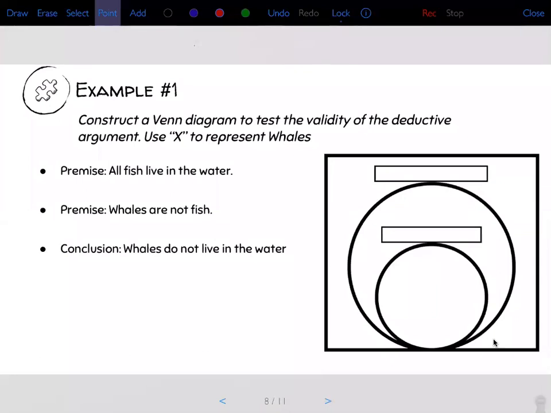This first one says, construct a Venn diagram to test the validity of the deductive argument. We're going to use the letter X to represent whales. First we look at the first premise, which says all fish live in water. Now there are other things that live in water other than fish, but if you're a fish, you live in the water. And so that allows us to label our Venn diagram. If all fish live in water, then my inner set is going to be fish, and my outer set is going to be things that live in water.